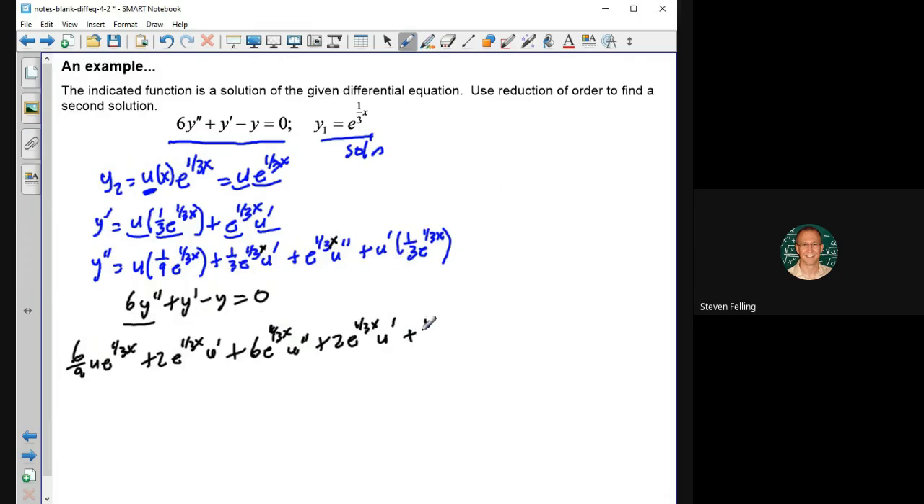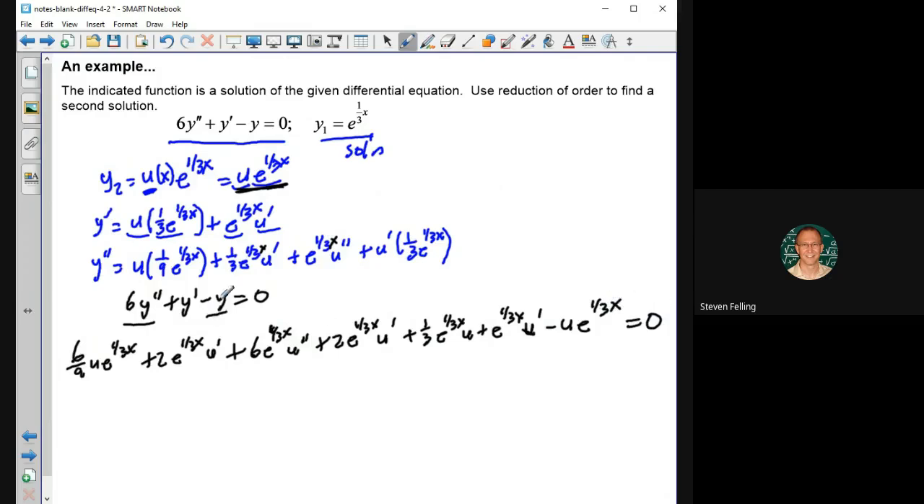So I'm going to add a 1/3 e to the 1/3 x u plus e to the 1/3 x u prime, and then minus y, and y is just this. So I will subtract u e to the 1/3 x. Okay. And that all has to equal 0.